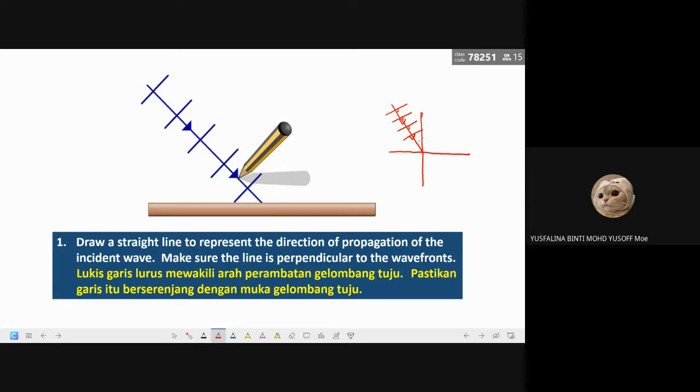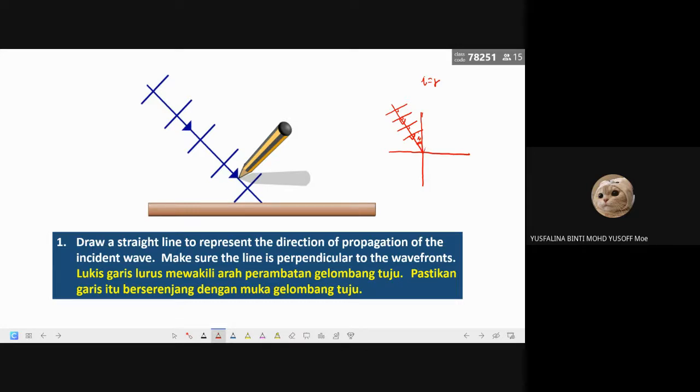Okay, so after that, this is the angle, right? This is the incident wave, and based on the law of reflection, I is equal to R. So this one is the I, the incident angle. You can use a protractor or you can just estimate.